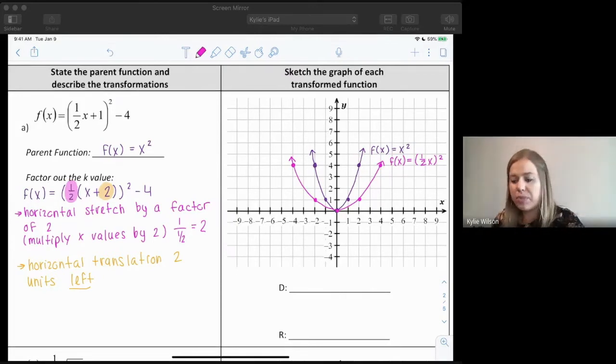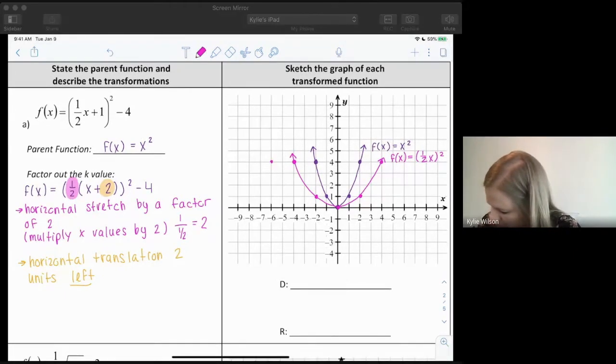Okay, so we have our d value of 2. So we're moving 2 to the left. So we're going to take all the pink dots and move them 2 to the left. Oops, I have to change my color to orange.